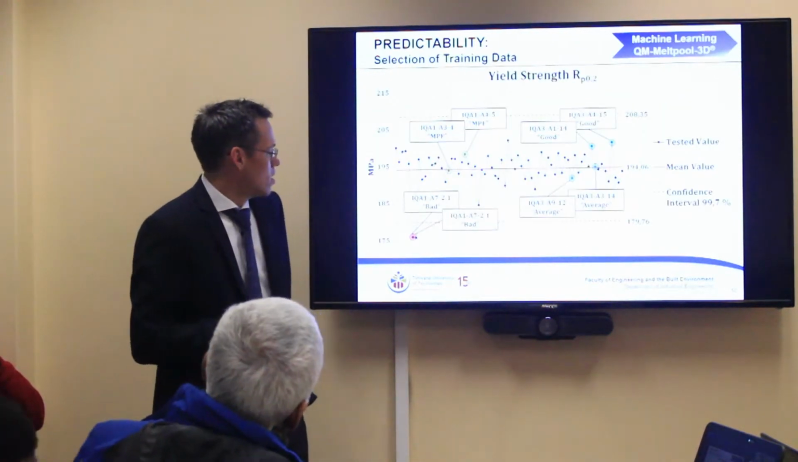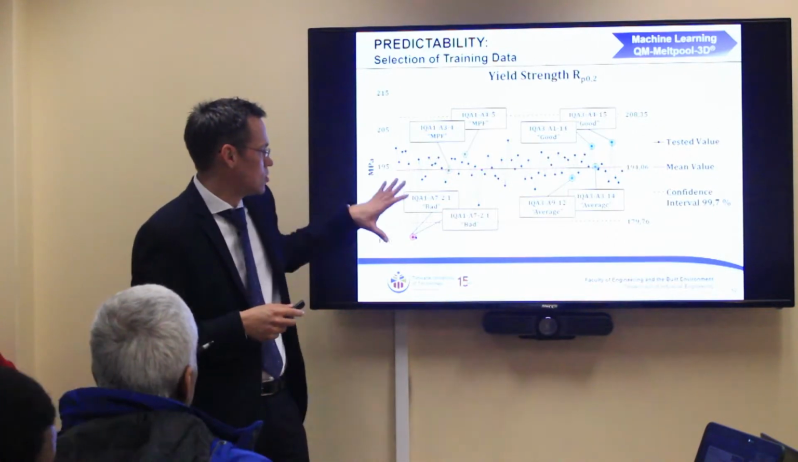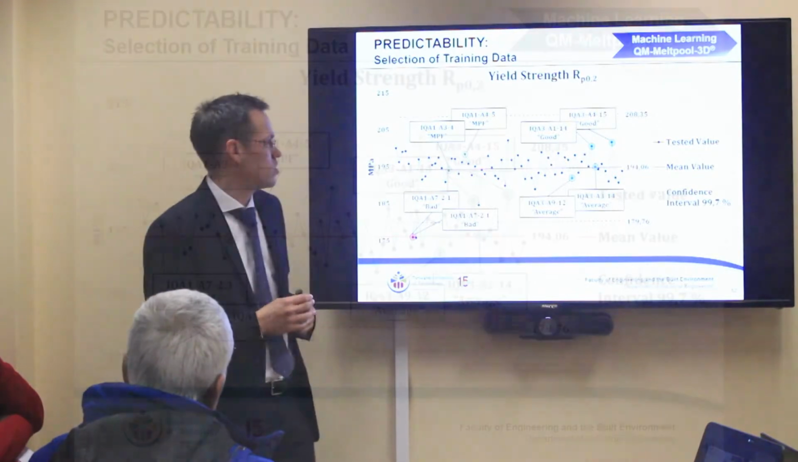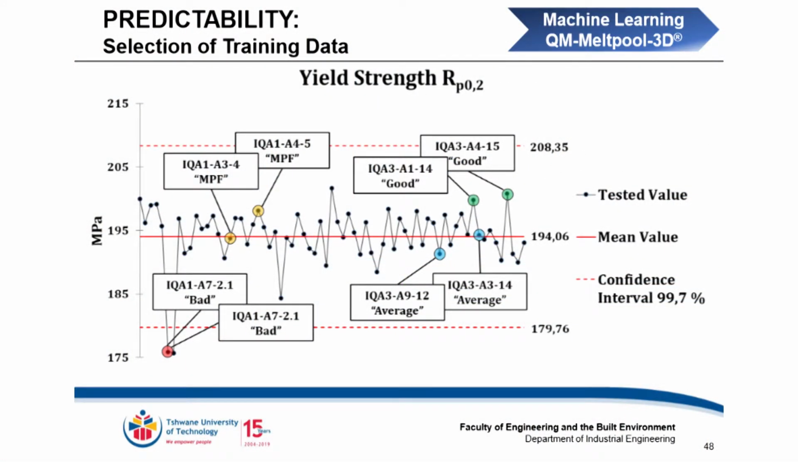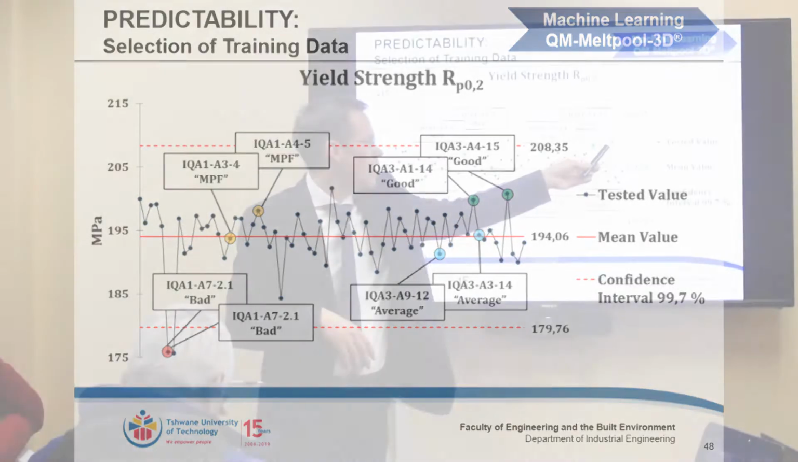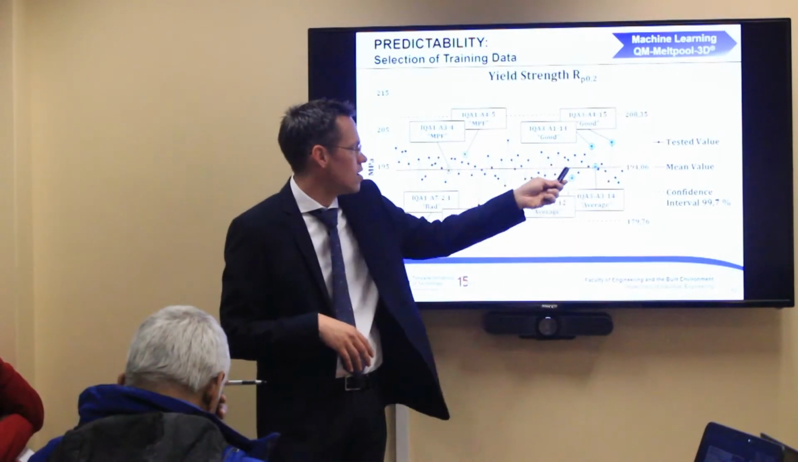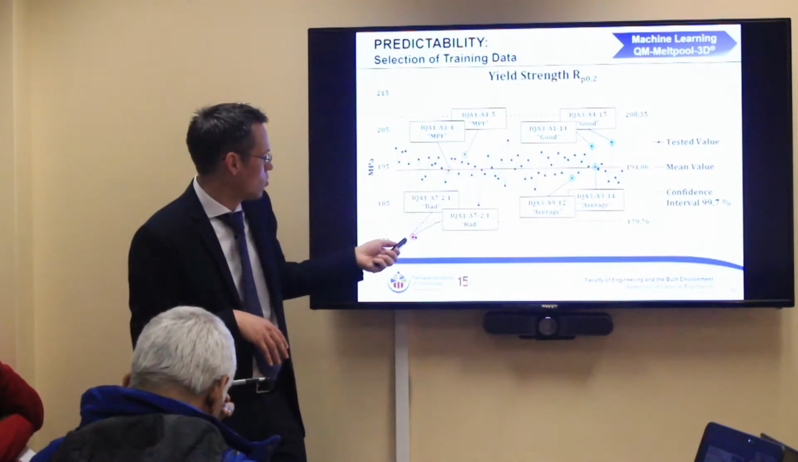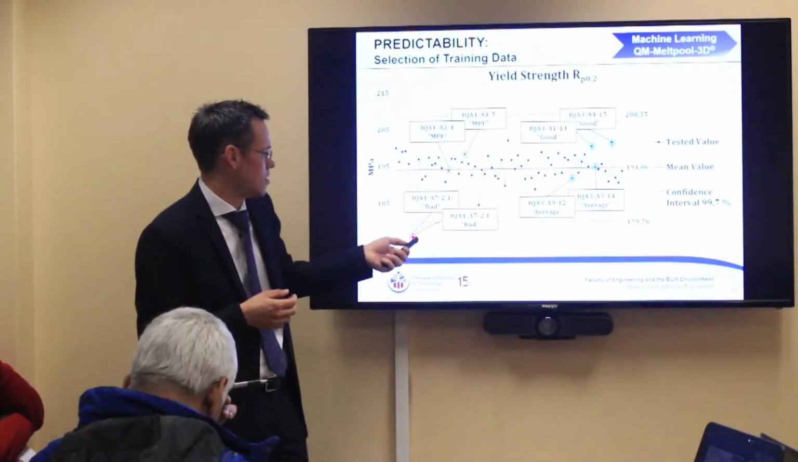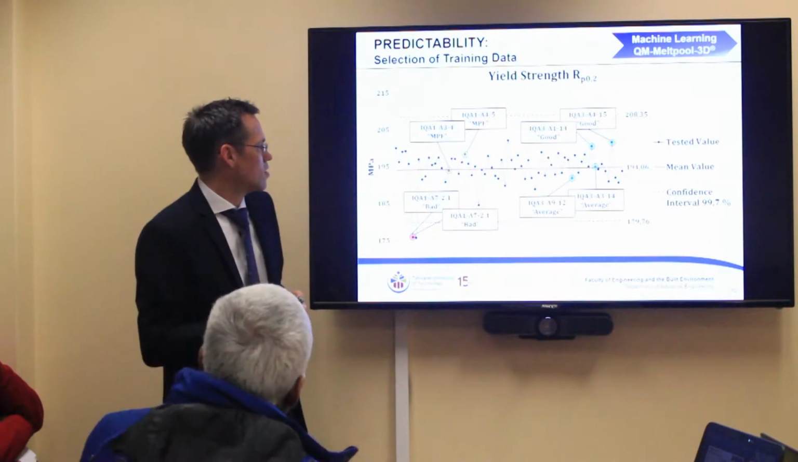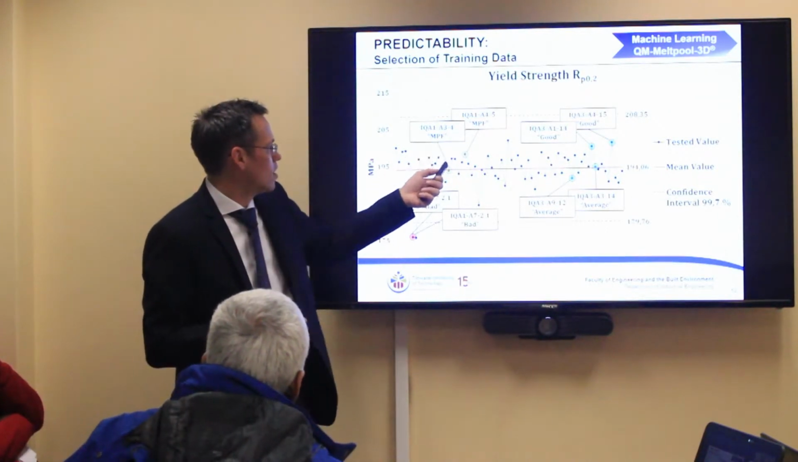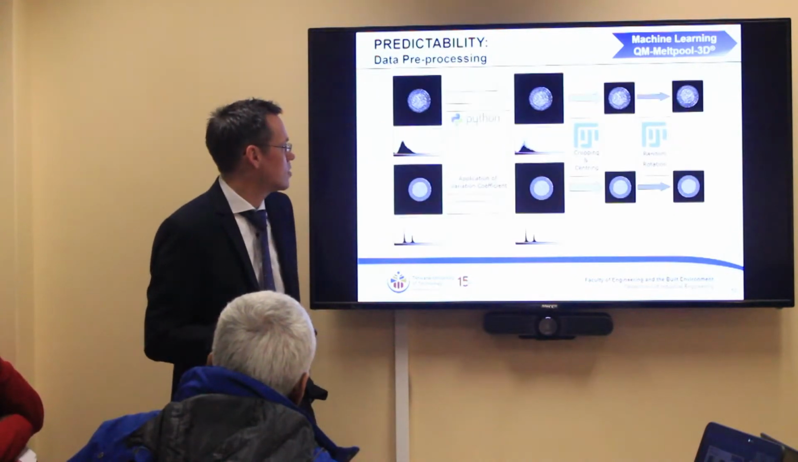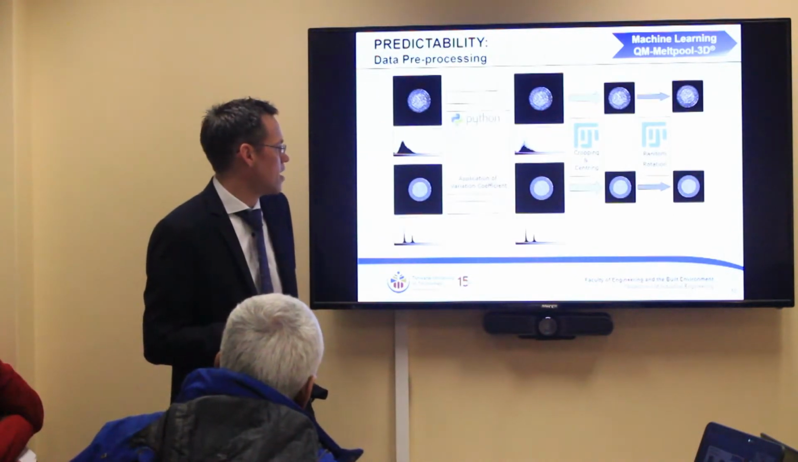Very important for machine learning is that you have to select significant data, and so 4 classes were selected. One which represents good mechanical properties, one class which is considered as average mechanical properties, and one which is considered as bad mechanical properties. And we also had one so-called mapping failure which occurred throughout the tests. You will see it in the next slide.